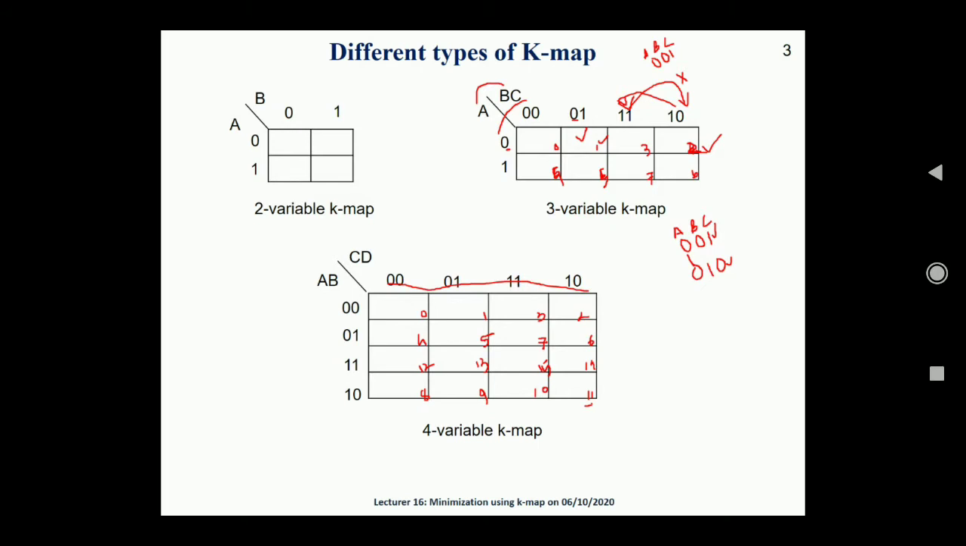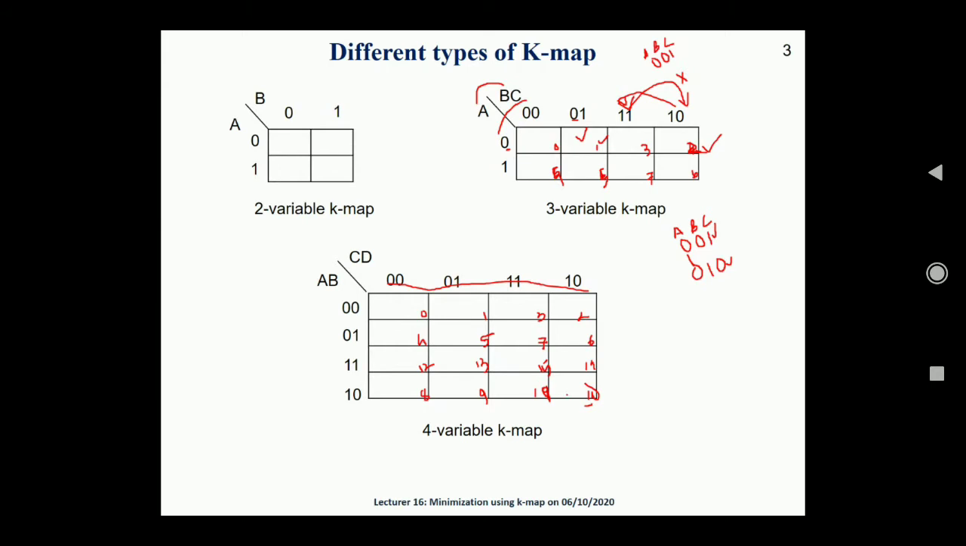Sir, in the last cell, should it be 8, 9, 11, 10? 8, 9, 8, 9, 11, 10. Why is this not 8, 9, 11, 10? Yes, 8, 9, 11, 10. Yes, it is correct. Okay, 1, 0, 0, 1, 2, 3, 2, 3, yes.